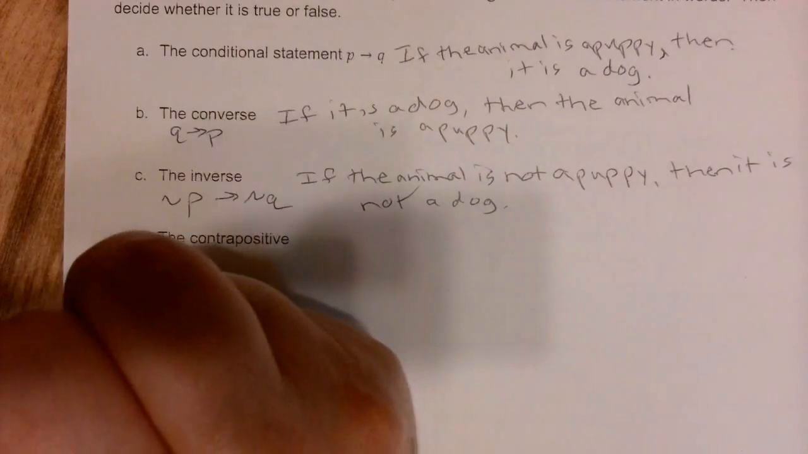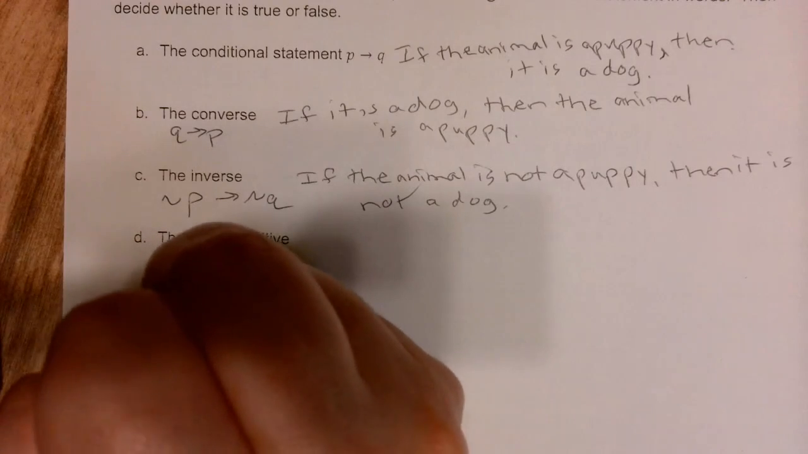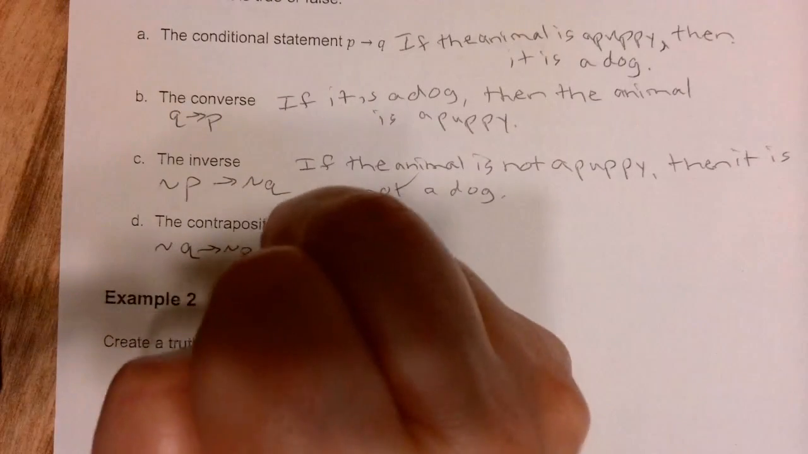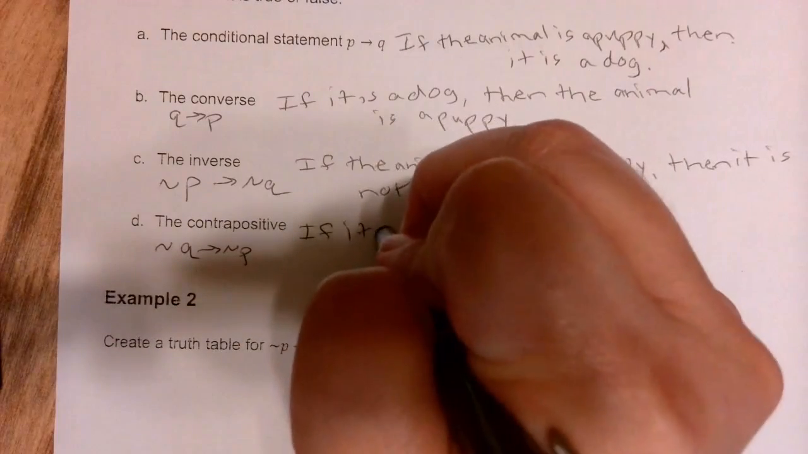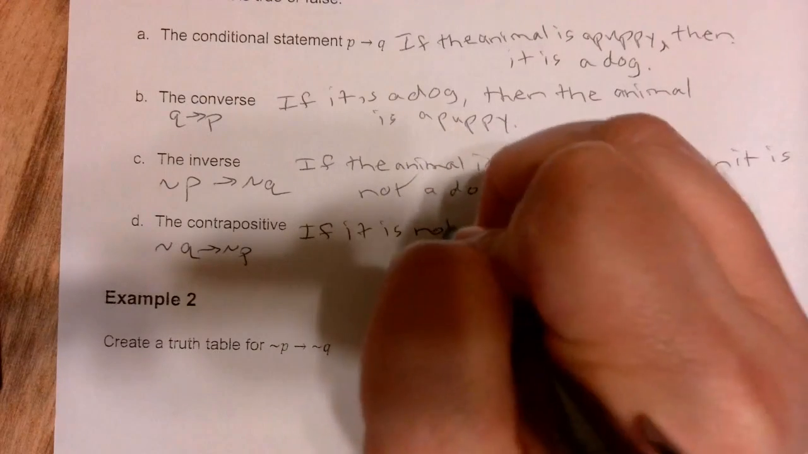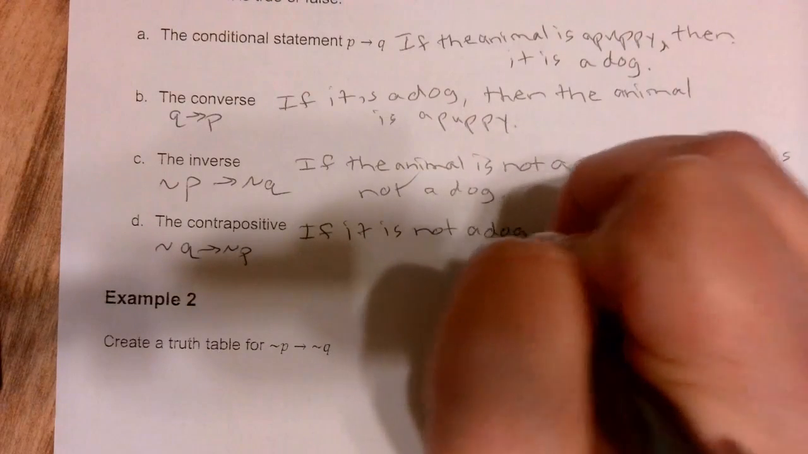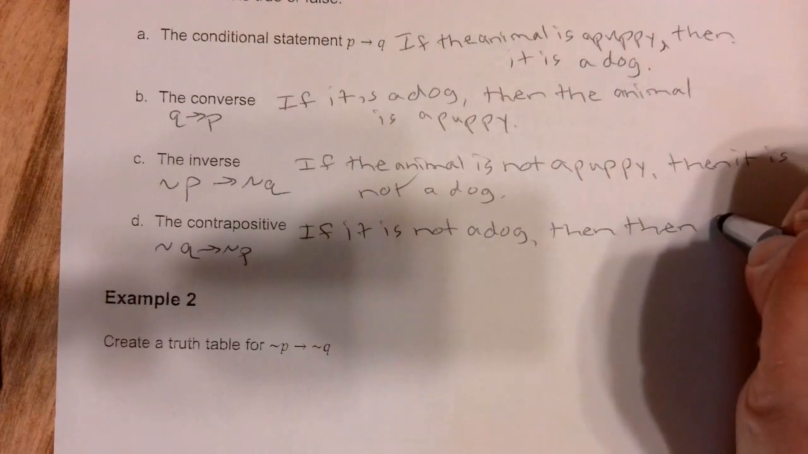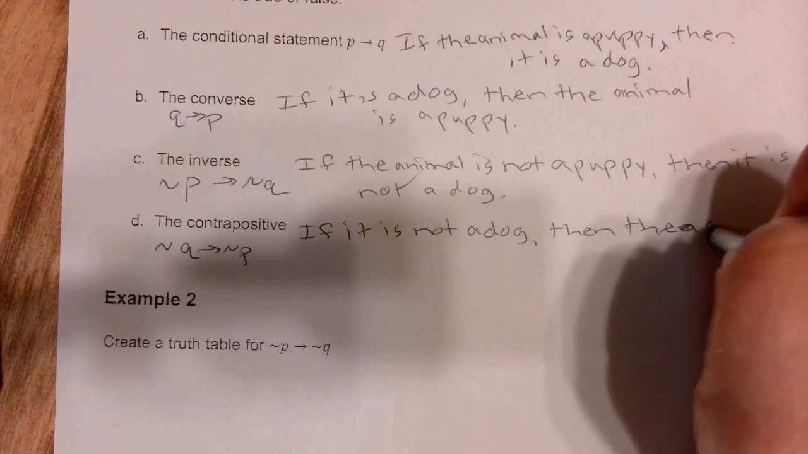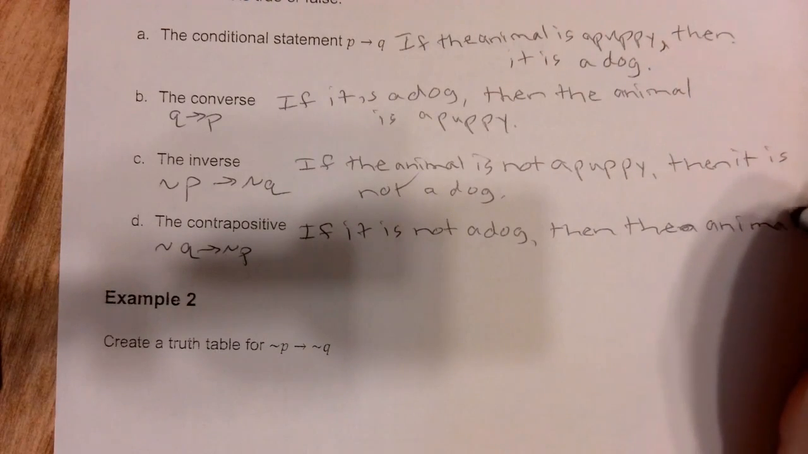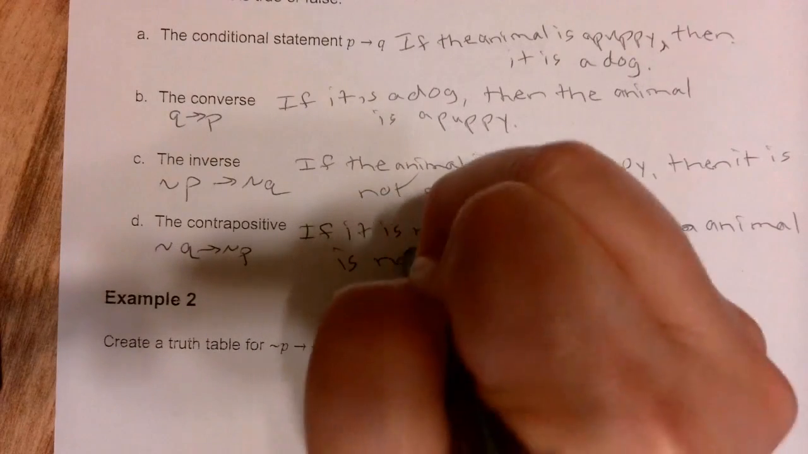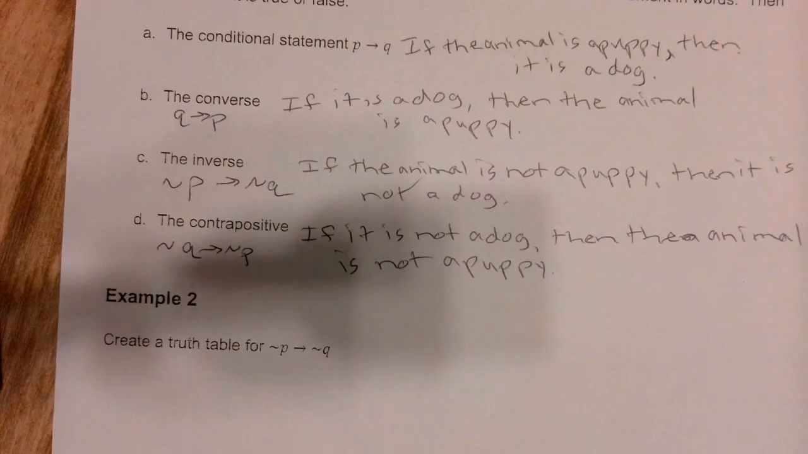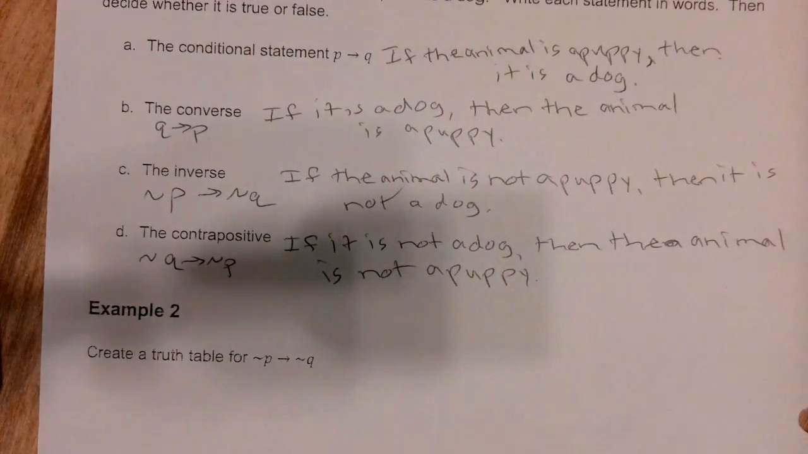And the fourth one, the contrapositive, is tilde Q arrow tilde P. So here we switch the P and the Q and we negate both. So if it is not a dog, then the animal is not a puppy. If the animal is not a dog, then the animal is not a puppy.